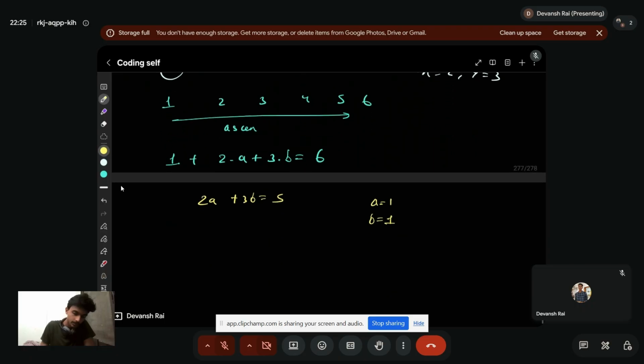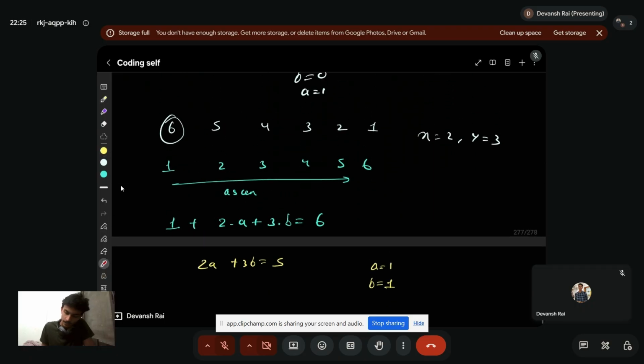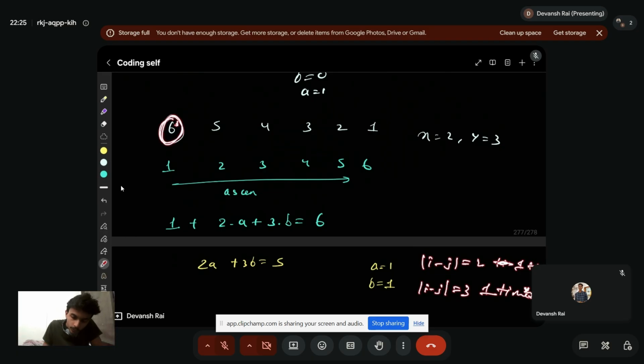In this case, what does it mean? It means that we need the i minus j equals 2 condition at least one time, and we need the i minus j equals 3 condition at least one time. So how are we going to do it in any order? Order doesn't matter. If we choose to swap it with the third position from this index, we'll swap it with this. So here will be 3, here will be 6, right?